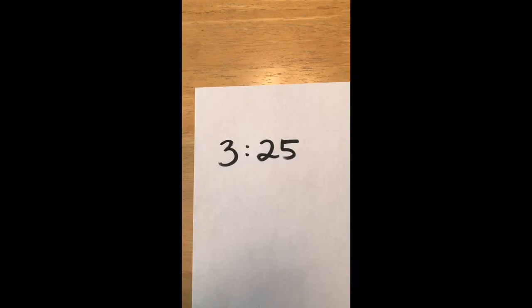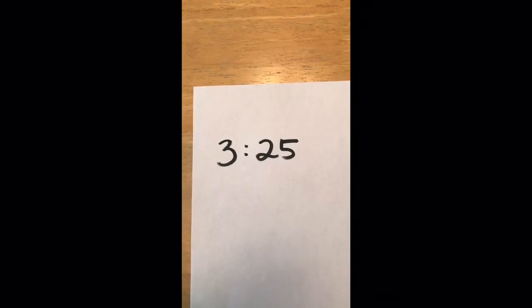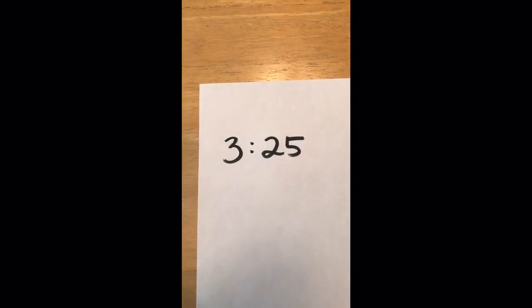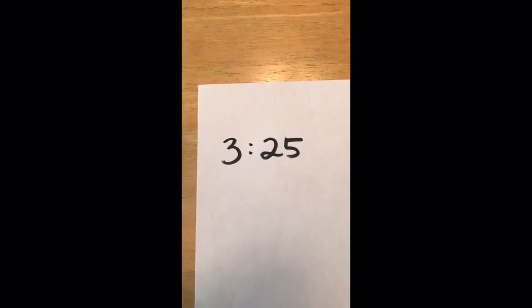You're going to see different types of clocks, and if you think it's digital, say that, and if you think it's analog, say that, and after about 10 seconds, the answer will appear on screen. Good luck.